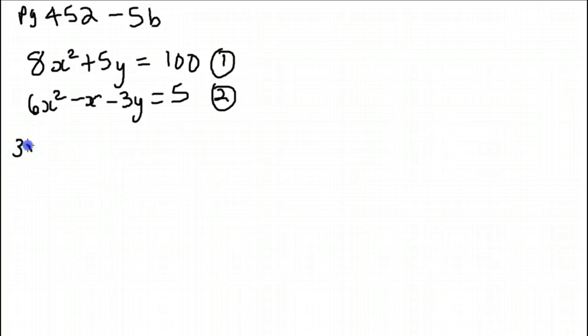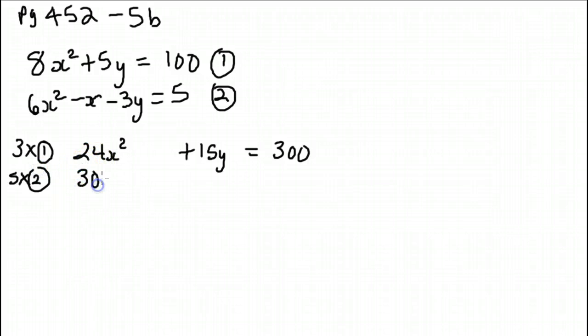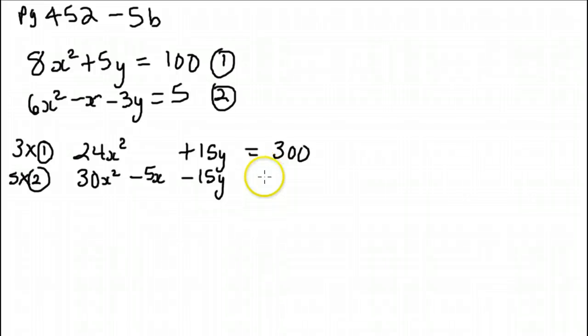Okay, so let's say 3 times number 1. 24x squared, let's leave some space, plus 15y equals 300. And we're going to take 5 times equation 2: 30x squared minus 5x, and that's why the gap was left here, minus 15y, so that like terms will line up, right? We've got nothing to line up there. And 5 times 5 is 25.